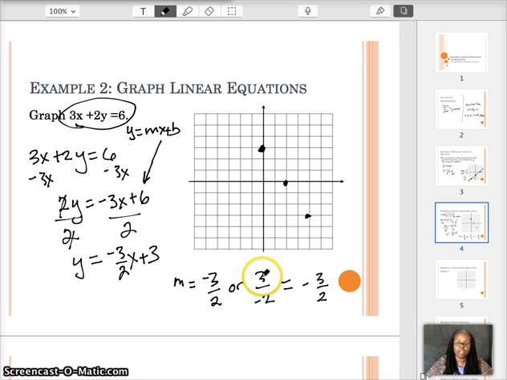What if I go in a positive direction for the y, but a negative direction for the x? So if I start here back at my y-intercept, I go up 3, 1, 2, 3, and back 2, 1, 2. Boom. Notice all collinear, meaning they all fall on the same line.